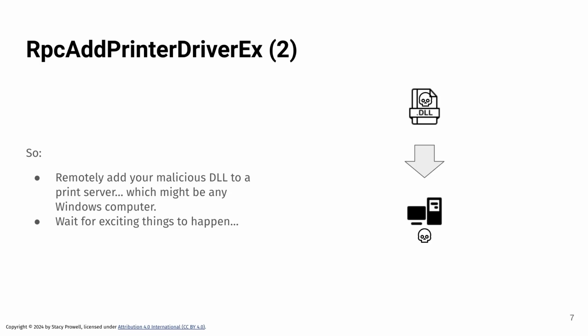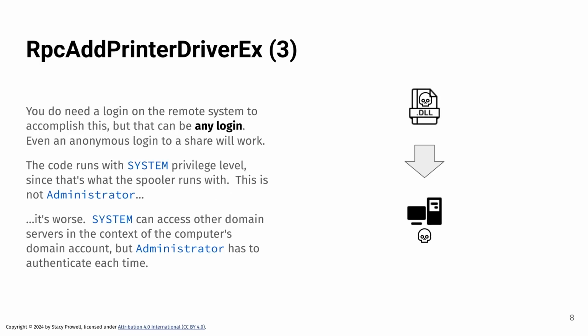Now, just suppose that we create a malicious DLL, and we add our malicious DLL to whatever machine is serving as the print server. And then we wait for exciting things to happen, because our malicious DLL will get run to set up the printer. And that means that our code is now running on this other computer. So we do need to log in on the remote system to make this all work. But that can be any login, it turns out.